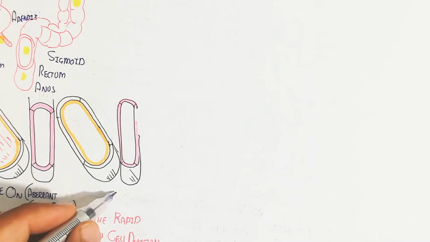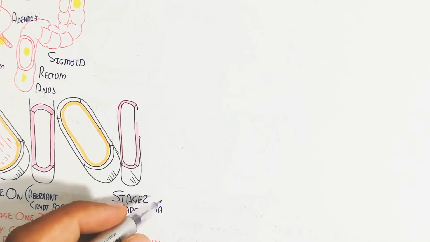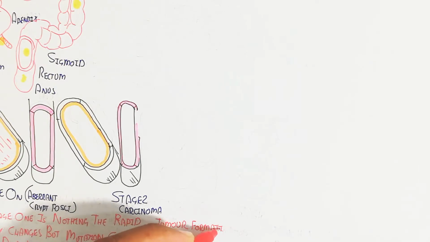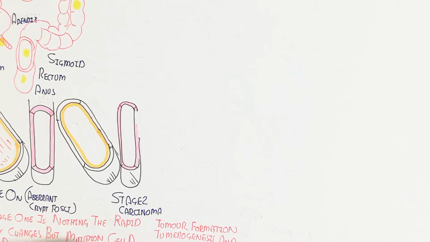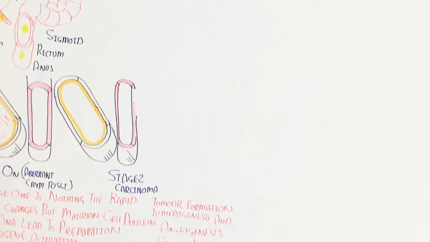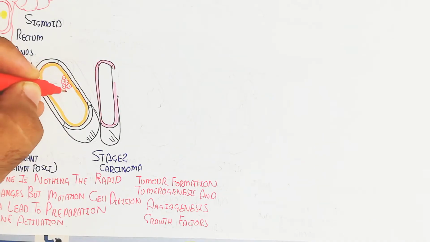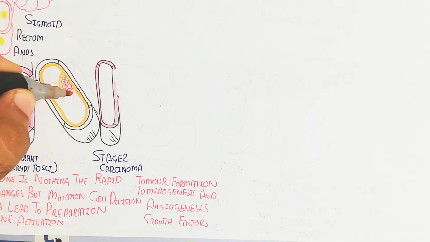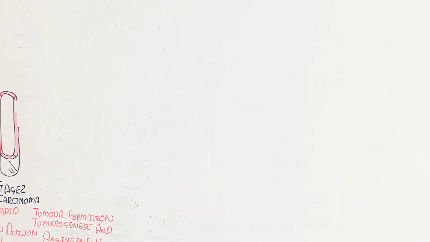Stage 2 is the carcinoma formation. Remember, carcinoma means tumor formation, tumorigenesis and angiogenesis, due to growth factor binding with the cell, which will rapidly divide due to uncontrolled cell division from oncogene activation like ras and myc genes. In this way stage 2 can be cured, and stage 1 also can be cured.